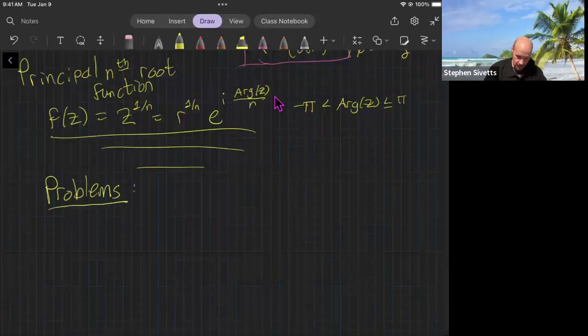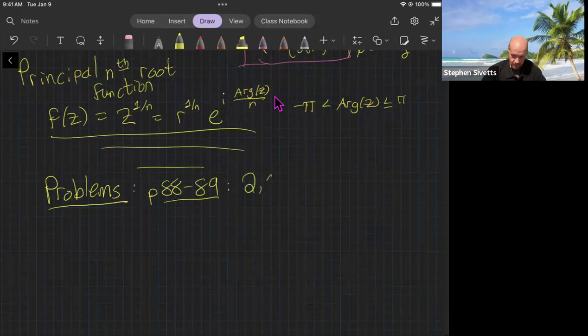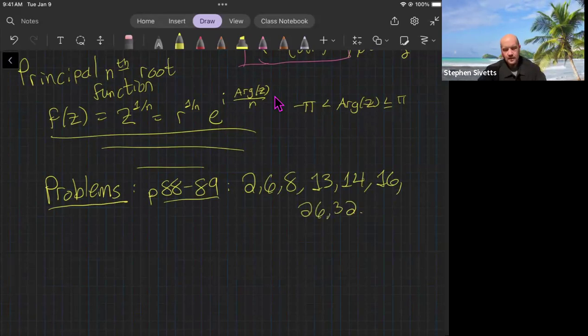Here are some problems for you to check for comprehension. Page 88, 89: 6, 8, 13, 14, 16, 26, 32. All right, so work on those. If you have questions, always shoot me a comment.